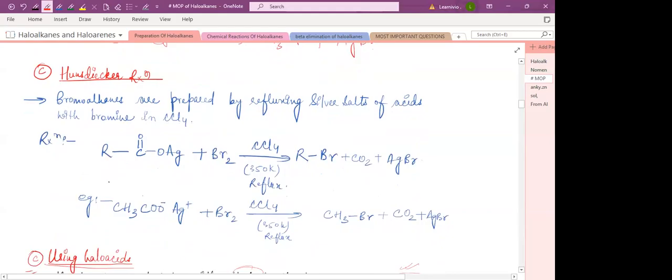The third one is the Hunsdiecker reaction, also called the Borodin-Hunsdiecker reaction. The Hunsdiecker reaction is basically for the formation or production of bromoalkanes. Bromoalkanes are prepared by refluxing the silver salt of an acid with bromine in carbon tetrachloride.